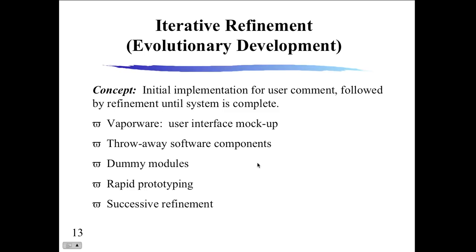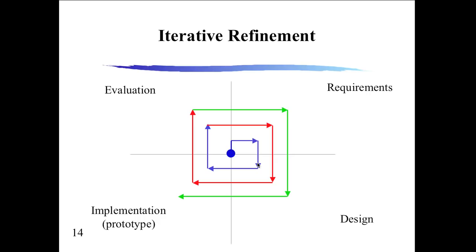In terms of iterative refinement, here's how it works. We're doing everything all at once. These are different color circles to show you the different color stages. We have the evaluation, requirements, design, implementation of the prototype, and it's going around. We're pretty much like a dog chasing its tail, going around in circles. Eventually we're going to stop when we catch the tail, but the dog never catches its tail, if you've noticed that. So it just keeps going around and around, and we never finish.